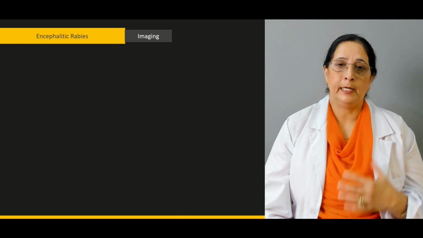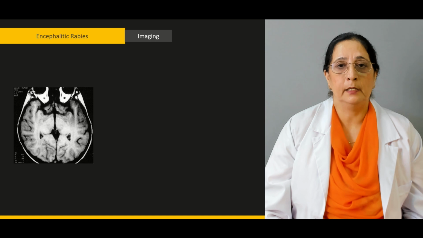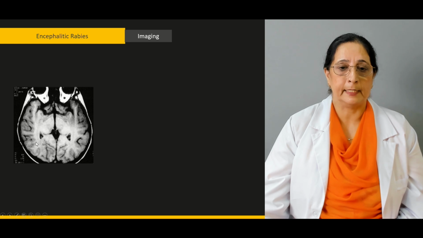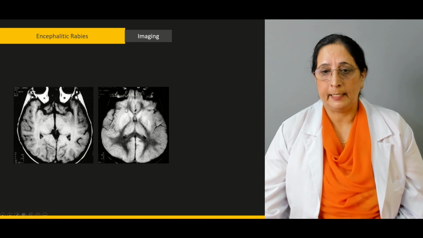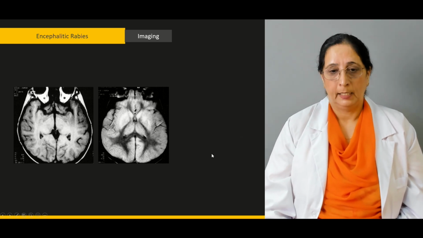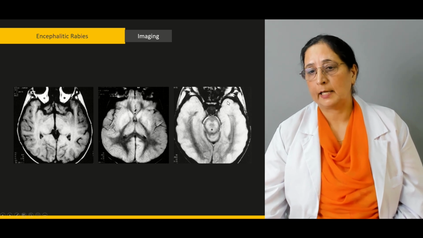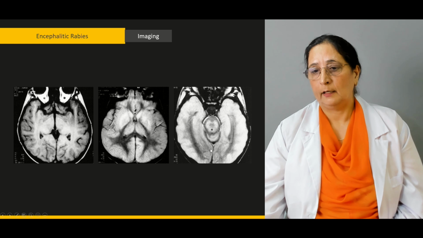Imaging: what findings will we have on the imaging of encephalitic rabies? Here you can see the imaging, and these are all the hyperintense, increased shadowing areas which are affected by the rabies. In this imaging, the thalami are affected, and another scan shows the hyperintense areas.